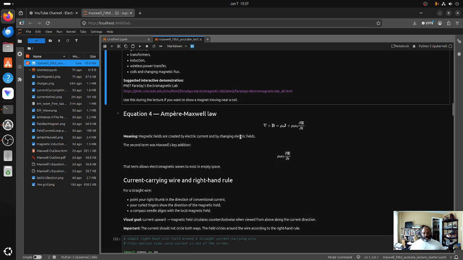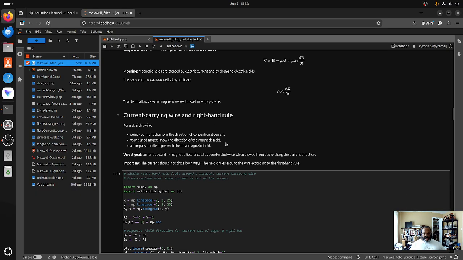Now equation 4 is called Maxwell's law, and we can see here that I have a changing electric field. I have some constants here. I have a current density here, J, and either a current or a changing electric field is going to produce a magnetic field. The second term here was a term that Maxwell added, and it was very key because this term allows electromagnetic waves to exist in free space.